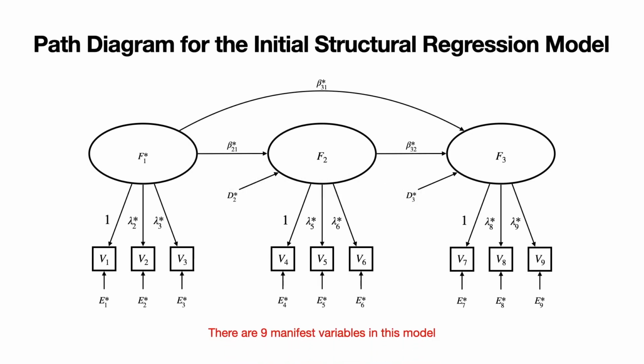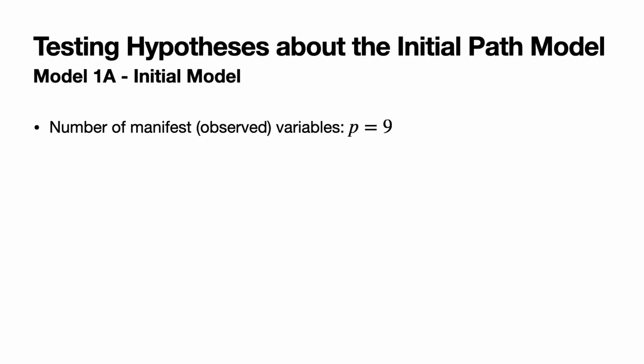So we'll first review the initial model. This is the path diagram for the initial structural regression model. We can see here that we have 9 manifest variables in this model, V1 through V9. There are 21 asterisks and therefore 21 parameters to be estimated in this model. We're going to call this initial model Model 1A. In this model, we have 9 manifest or observed variables. There are 21 model parameters that need to be estimated in order to fit this model.